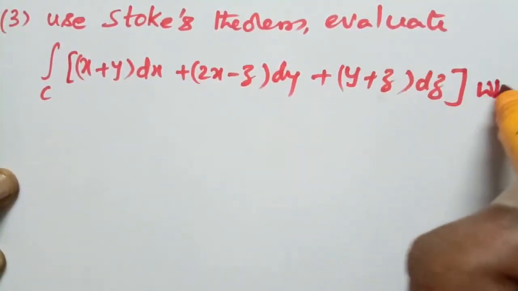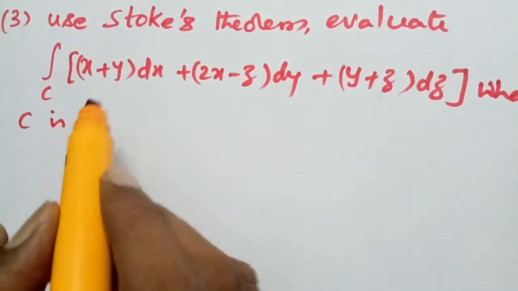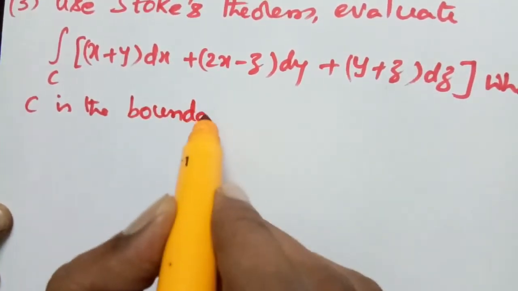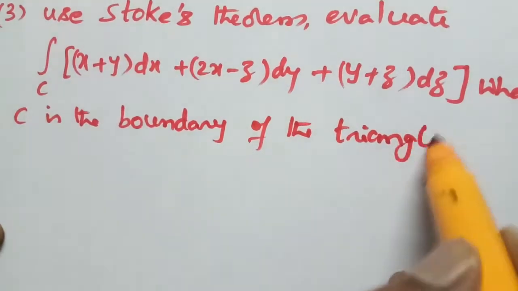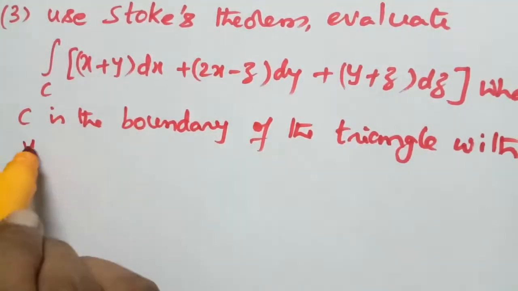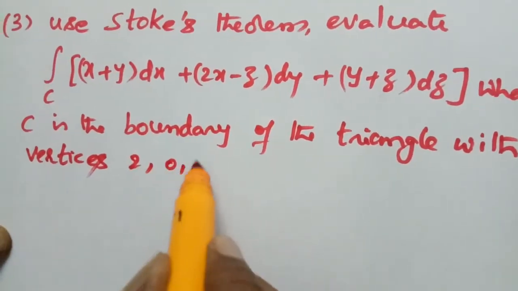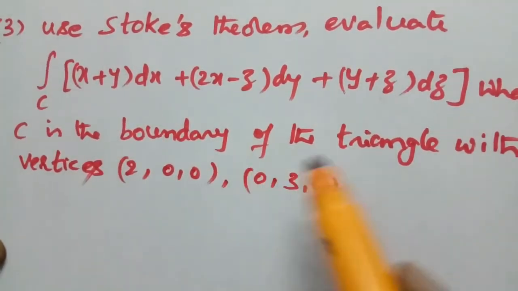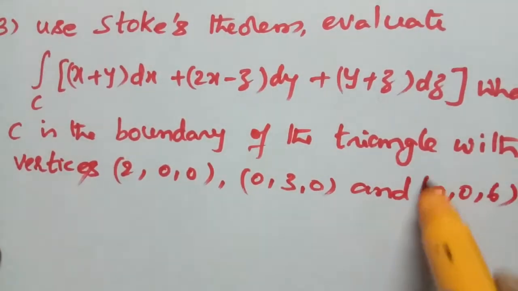where C is the boundary of the triangle with vertices (2, 0, 0), (0, 3, 0) and (0, 0, 6).